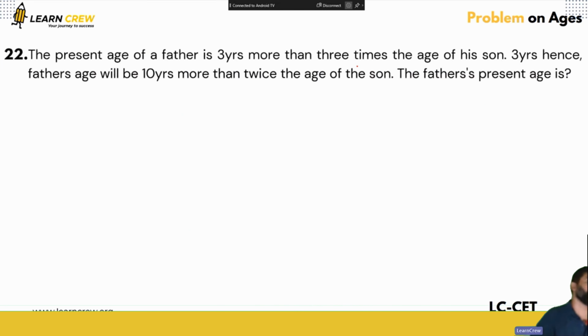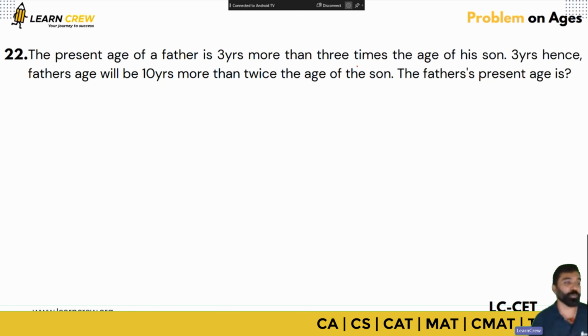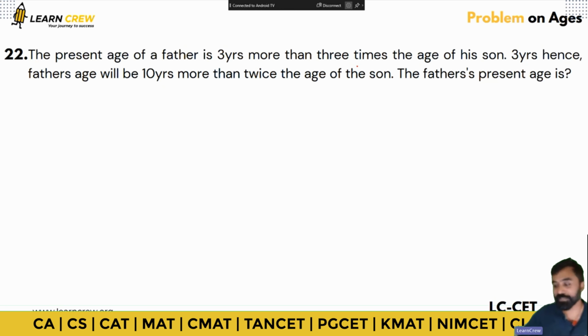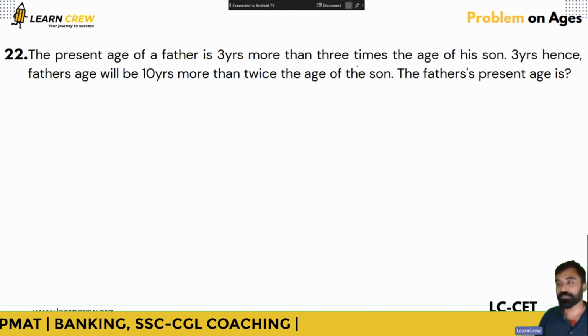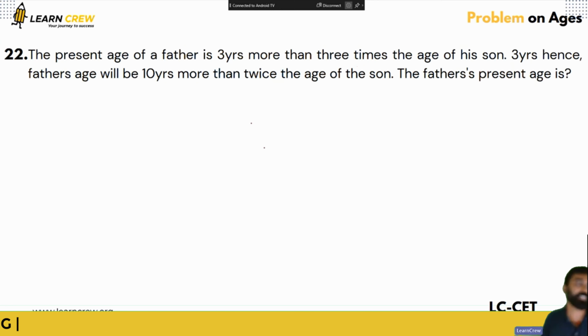Okay, next question. The present age of a father is 3 years more than 3 times the age of his son. 3 years hence, father's age will be 10 years more than twice the age of the son. Father's present age is more. Here you need to take variables. You cannot directly solve it with the help of ratio. Read the sentence very carefully.